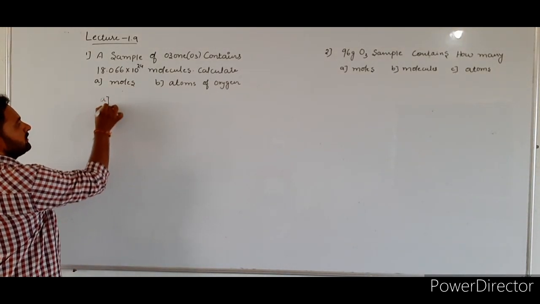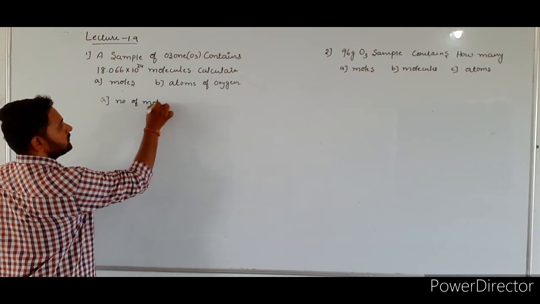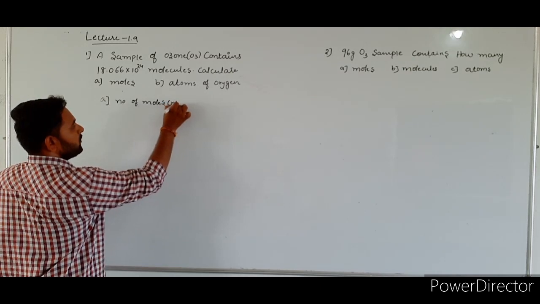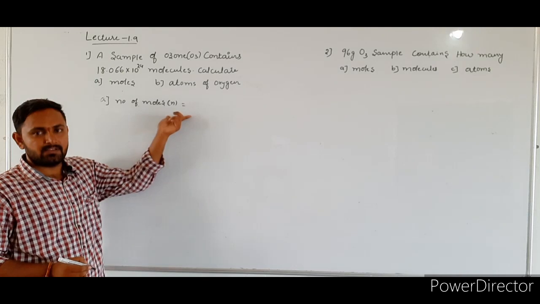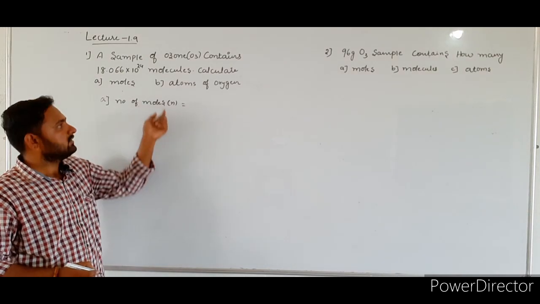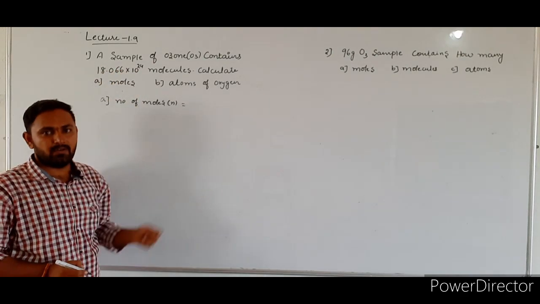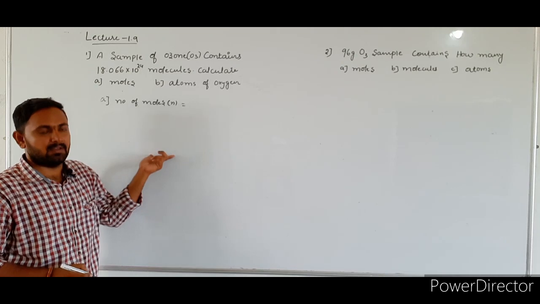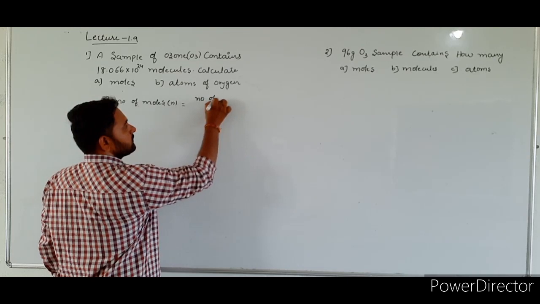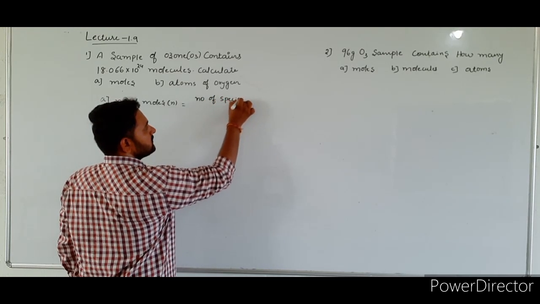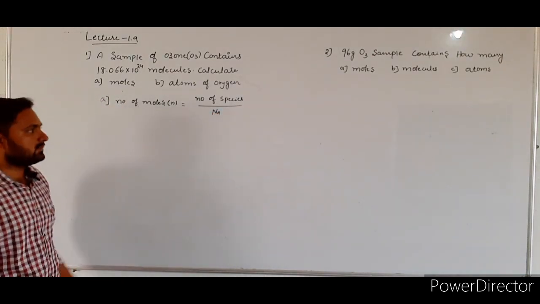The first one, number of moles. Number of moles is denoted by small n. Which formula we have to apply here? First formula or second or third? See here, in the question number of species is given. So we have to apply the first formula. Number of moles is equal to number of species divided by Avogadro number. This is the formula.